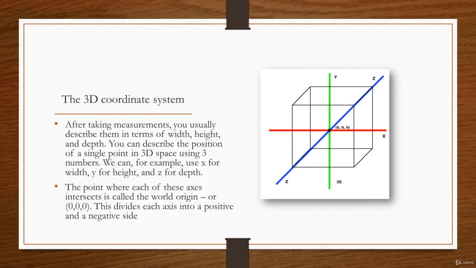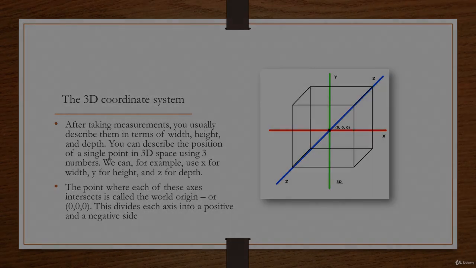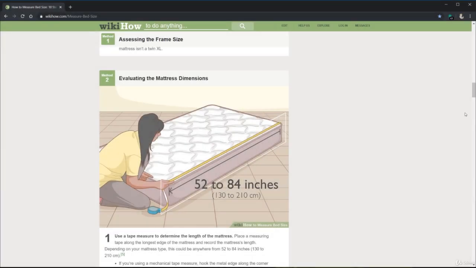And so of course we also have the 3D coordinate system. Okay, just another silly example. I'm on this wikihow.com measure bed size page. I'll link you to this.